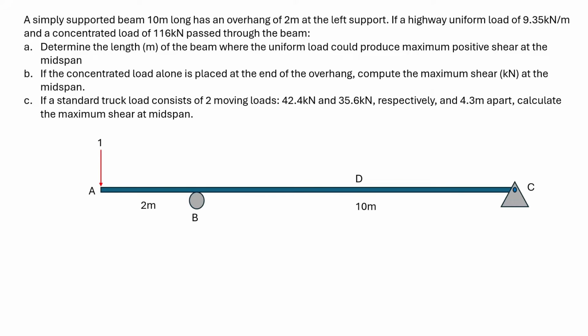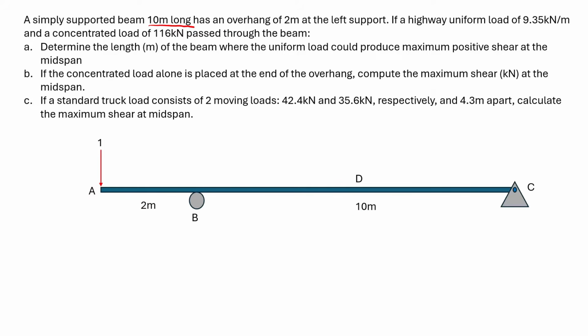Now in this lesson, we'll focus on influence lines for beams. This discussion will cover the influence line for shear and reactions, and then we'll discuss the influence line for moments in another video. So in this problem, we have a simply supported beam, 10 meters long, so it's this span, and then it has an overhang of 2 meters at the left support, which is this one.